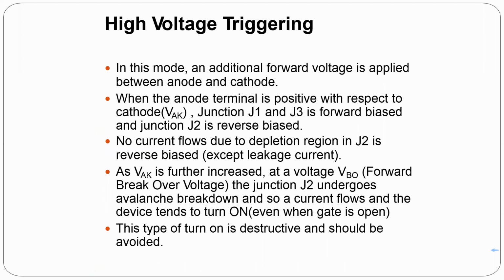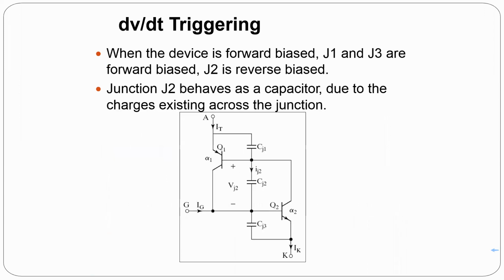And then high voltage triggering. When we apply a high voltage across anode and cathode without applying the gate pulse, the thyristor can be turned on. It can be used for turning on a thyristor, but normally this is a destructive method and it should be avoided. Then dV/dt triggering is also a method that can be used for turning on a thyristor.